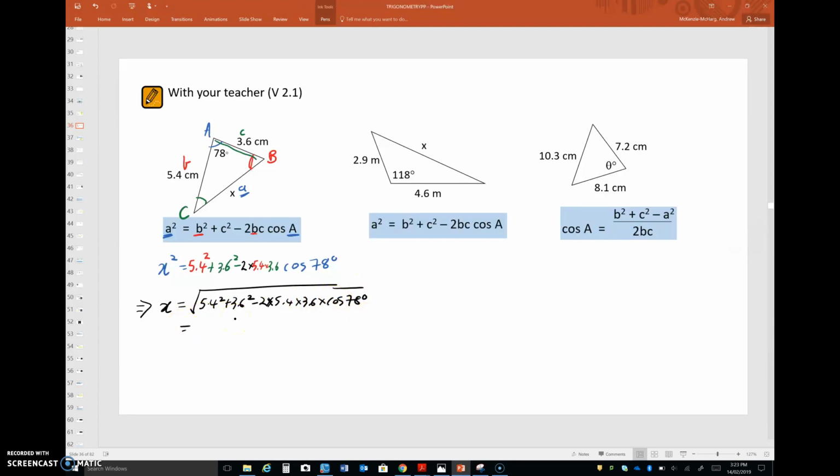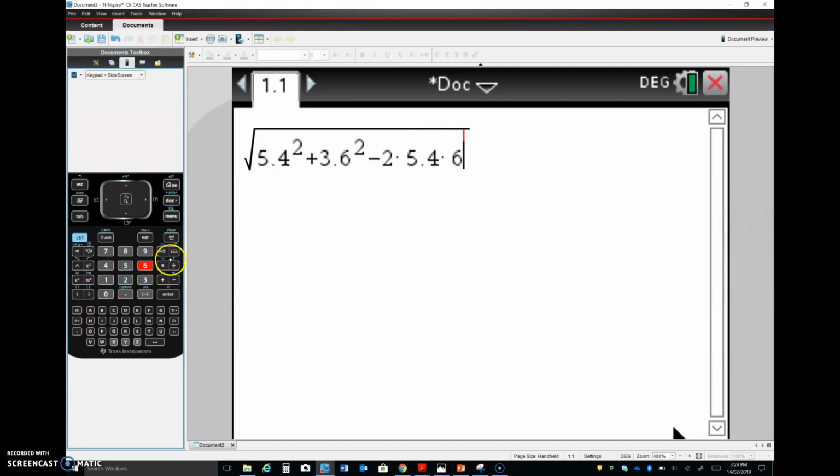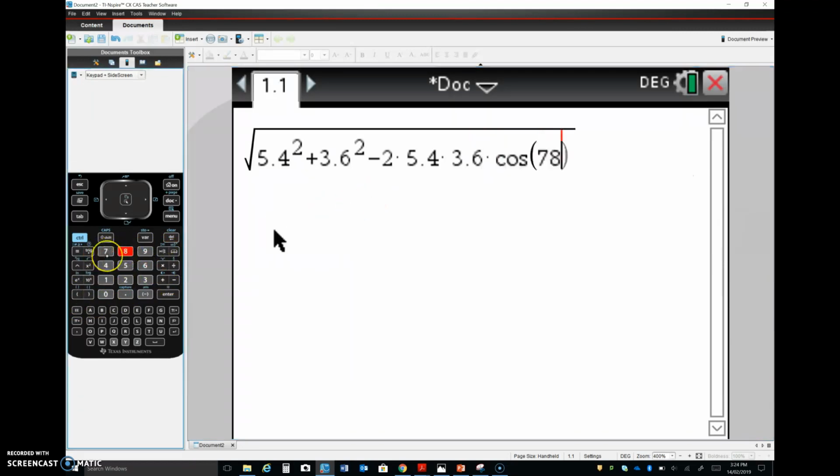Righto, so let's put that into the calculator. I'll see if I can remember that as we go. Let's get a square root. So we've got the square root of 5.4 squared plus 3.6 squared. That's a lot to type in, but you'll get used to it and you'll get quick with this.